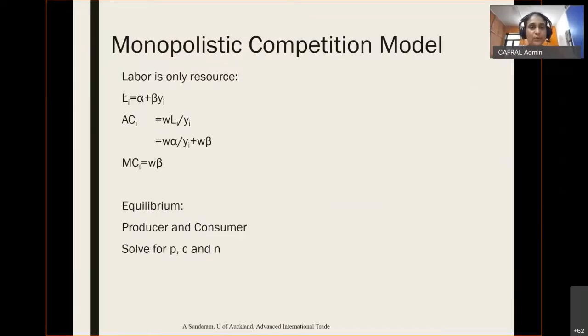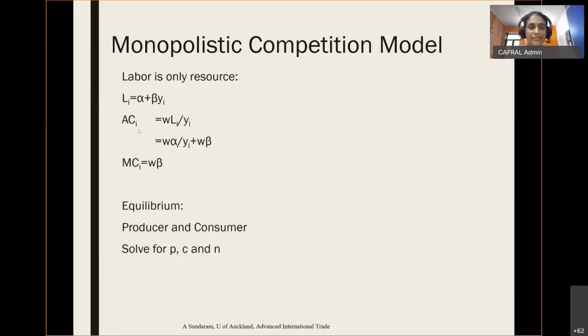Now let's look at what happens on the supply side. So labor is the only factor of production to keep life simple. Here's the production function. In order to produce y_i amount of variety i, I'm going to have to use L_i equals alpha plus beta y_i amount of labor. So that's your production function.